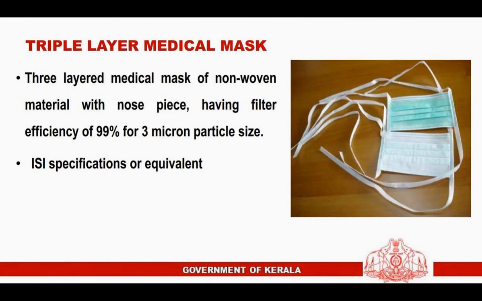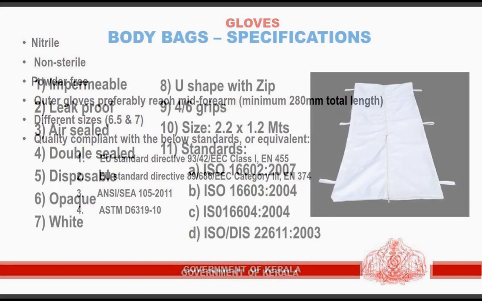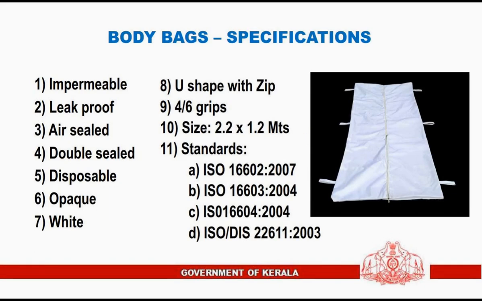Triple layer mask. 3-layered medical mask of non-woven material with nose piece, having filter efficiency of 99% for 3 micron particle size. ISI specifications or equivalent. Use of gloves and standards are as follows. Body bags. Specifications should be impermeable, leak-proof, air-sealed, double-sealed, disposable, opaque, white, U-shaped with zip, 4 or 6 grips, size 2.2 by 1.2 meters.